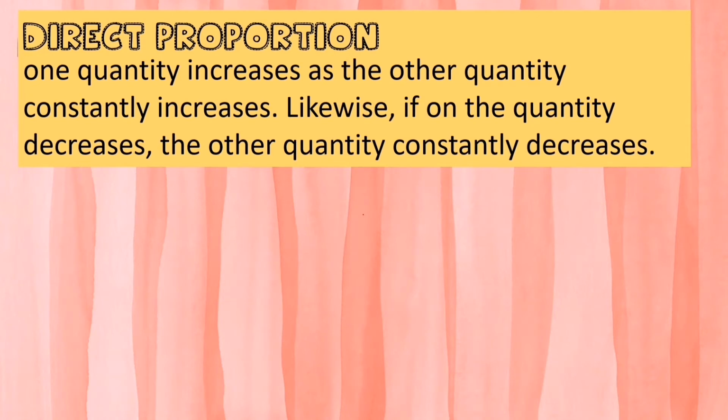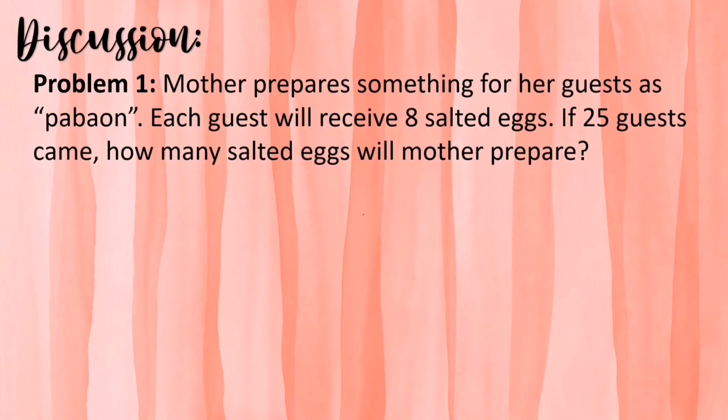So when we say direct proportion, one quantity increases as the other quantity constantly increases. Likewise, if a quantity decreases, the other quantity constantly decreases. So ibig sabihin, once na nag-increase ang isang quantity, kailangan sasabayan to ng isa pang quantity na constantly mag-i-increase. Kapag naman bumaba or nag-decrease, kailangan bababa rin or magdi-decrease ang isa pang quantity. So to solve this problem, kailangan i-form muna natin yung magiging ratio natin.